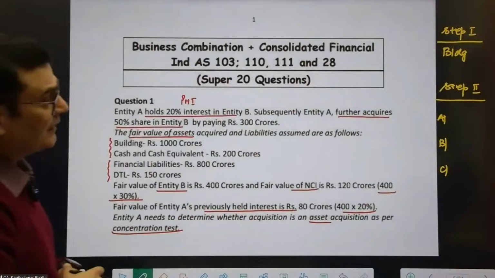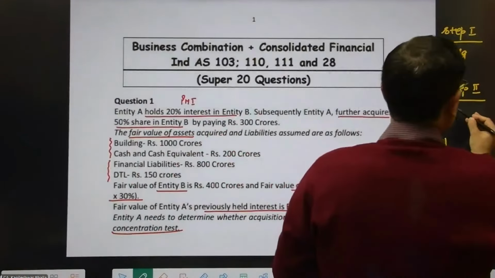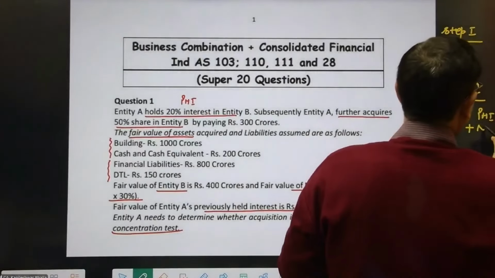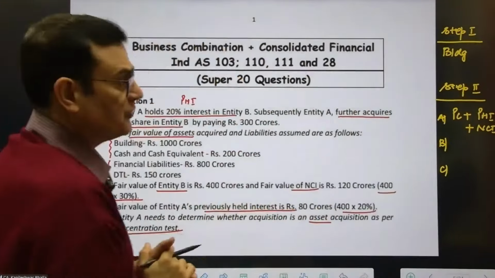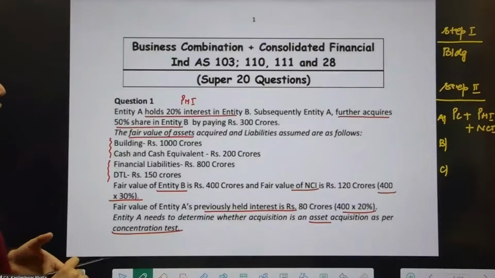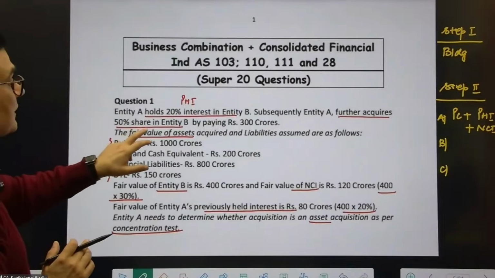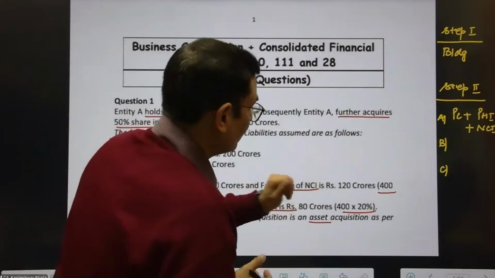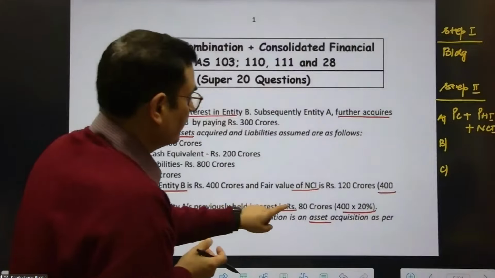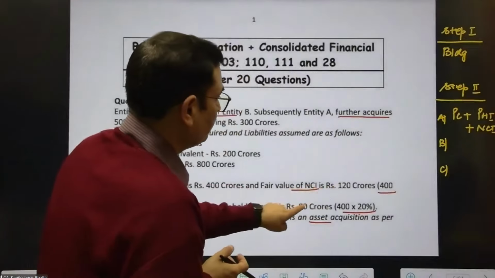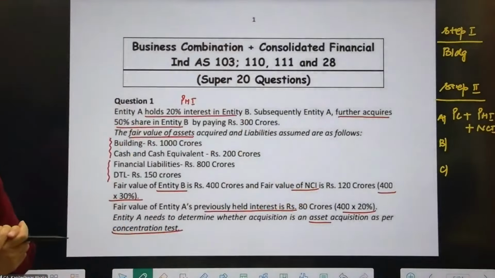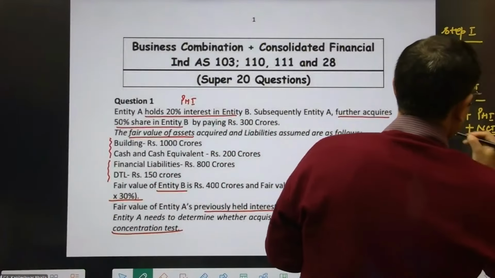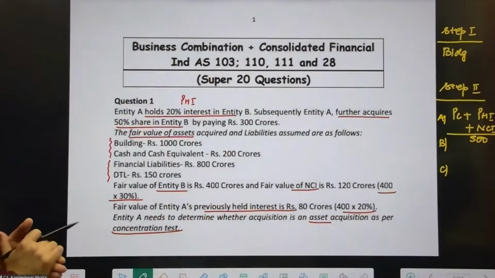So let's first of all add up the 3 elements. We add the purchase consideration, we add the PHI, and we add the NCI, all at fair value. So let's see the sum total of these 3 elements. The purchase consideration is 300 crores, the NCI is 120 crores, and the PHI is 80 crores. So 120 plus 80 plus 300, I think that makes a total of 500 crores. The sum total of all these 3 elements is 500.